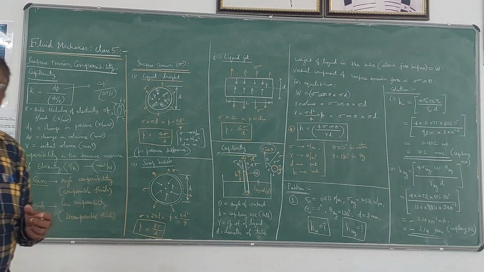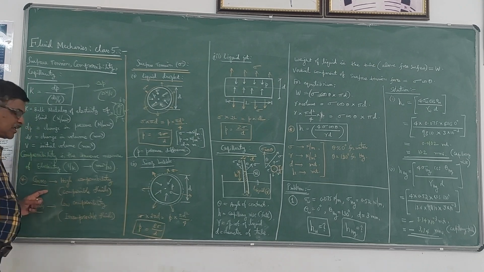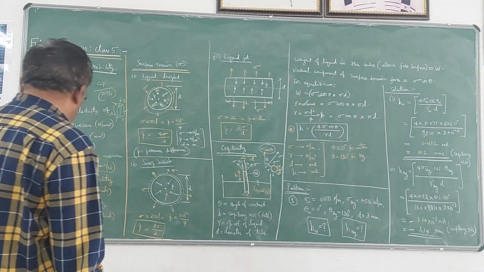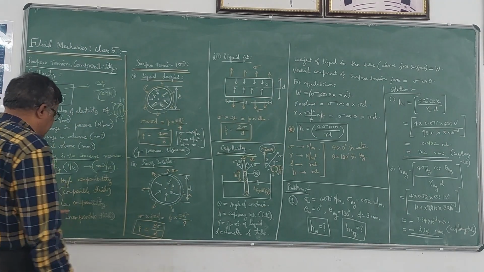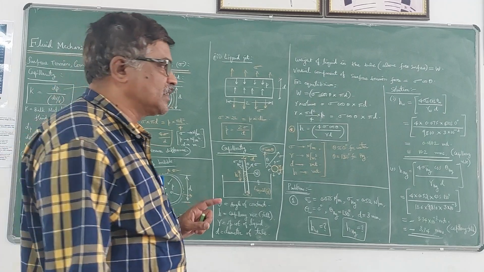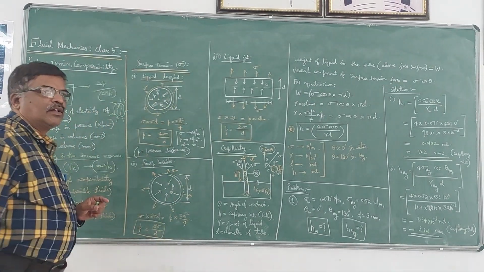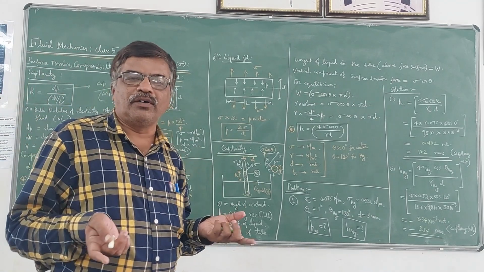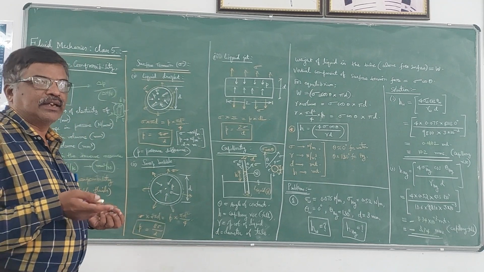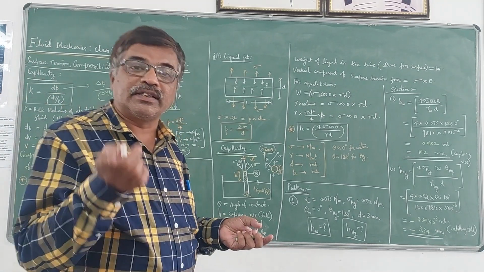In the case of gases, this compressibility effect is very high. That is why gases are treated as compressible fluids, whereas in the case of liquids, the compressibility effect is low and they are called incompressible fluids. So liquids are treated as incompressible and gases are treated as compressible. That means the effect of pressure on volume is enormous in the case of gases, whereas it is negligible in the case of liquids.